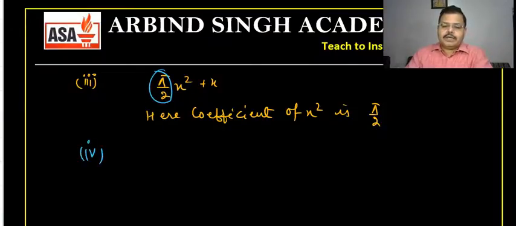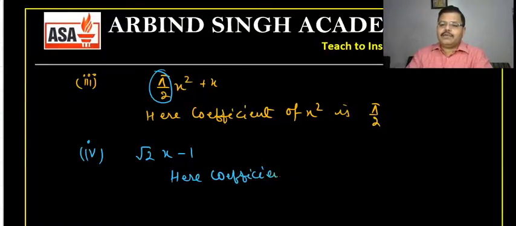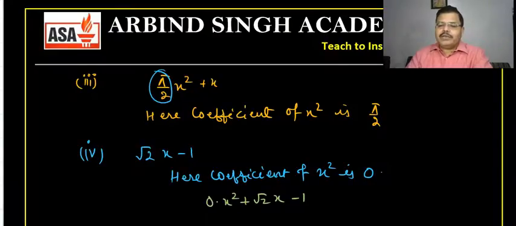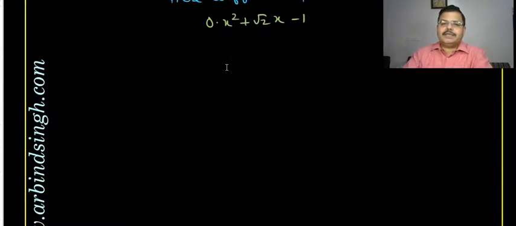The next question is, given under root 2 x minus 1. Under root 2 is the coefficient of x, but there is no term of x square. So here, because x square is absent, we can say the coefficient of x square is 0, because that can be described as 0 into x square plus root 2 into x minus 1. So here the coefficient of x square is 0. I hope you got it. These are a few questions that you should understand right now.